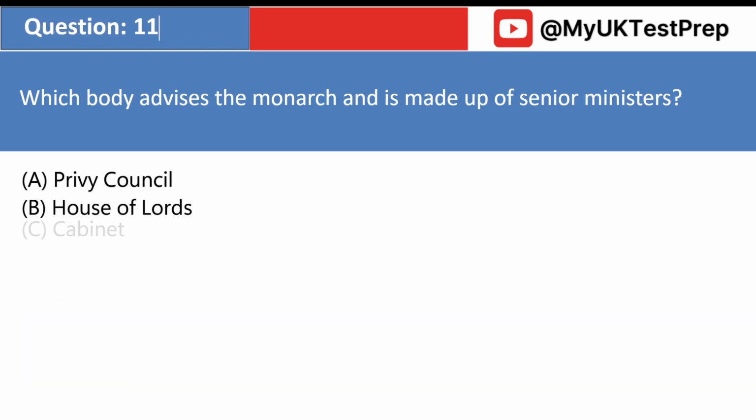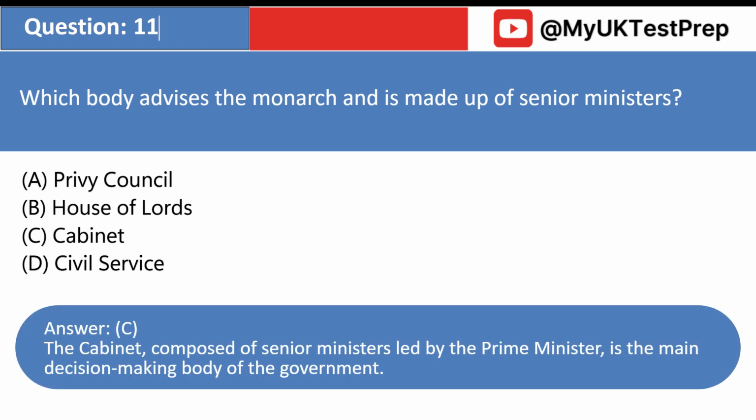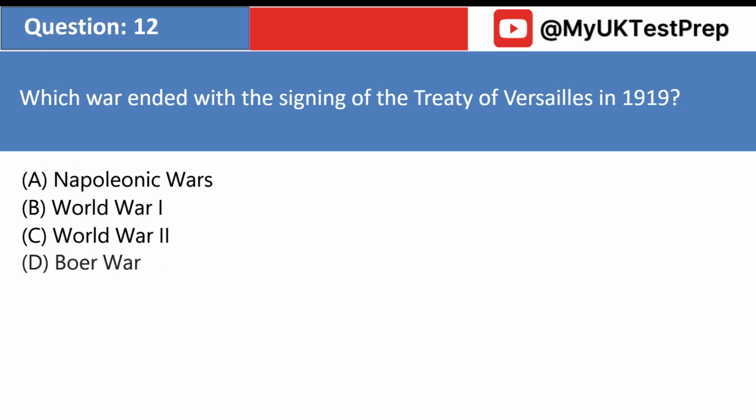Which body advises the monarch and is made up of senior ministers? A. Privy Council. B. House of Lords. C. Cabinet. D. Civil Service. Answer: C. The Cabinet, composed of senior ministers led by the Prime Minister, is the main decision-making body of the government.